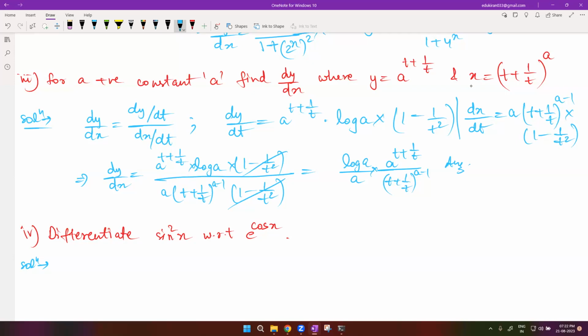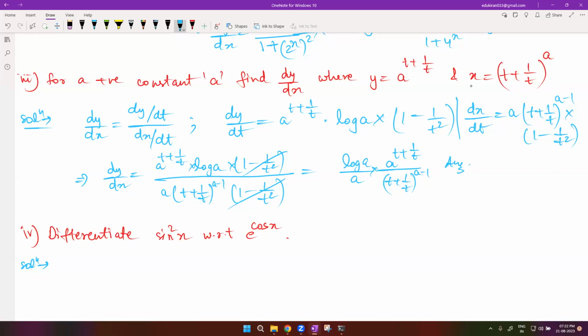Okay, let's understand one more kind of parametric form, which will not be given directly. You may not be able to understand it at first sight, but understand how we can identify that this is also a parametric form. It is given: differentiate sine square x with respect to e to the power cos x.